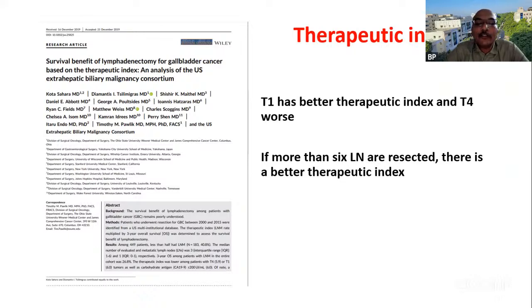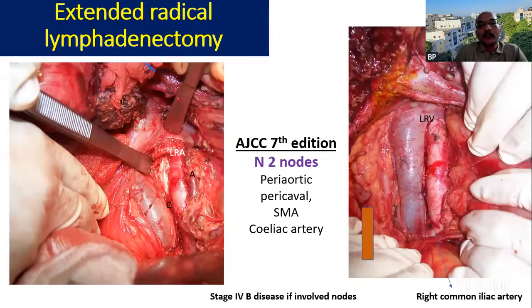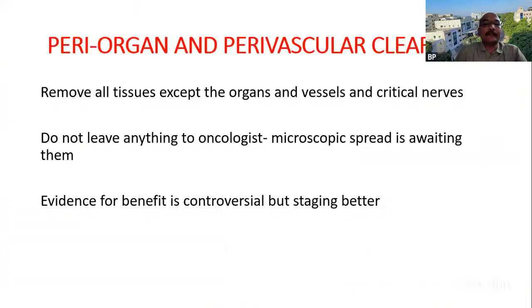And the most important point is if more than 6 lymph nodes are resected, then there is a better therapeutic index for these patients. That essentially means that less than 6 lymph nodes is inadequate either to stage or to devise your surgical strategies in gallbladder cancer. So if low morbidity and low mortality can be achieved, there is no harm in doing an extended lymphadenectomy. And the quality of lymphadenectomy also may be important, although evidence for benefit is controversial.